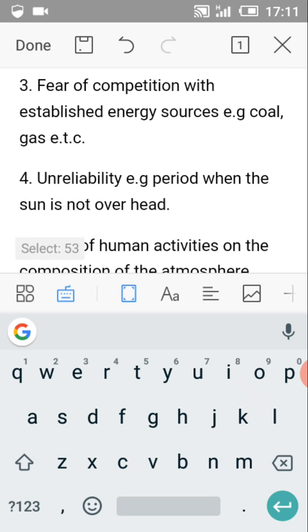Number four, unreliability, that is the period when the sun is not overhead. In essence, we only have abundance of solar energy during the sunshine or during the day. There is little or less energy at night or when the sun is not overhead.